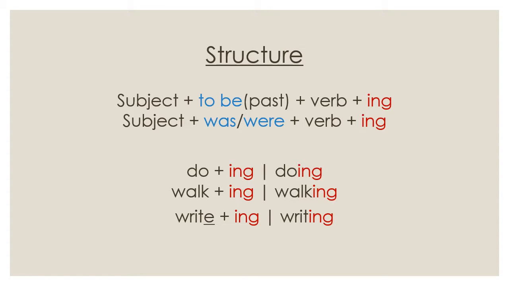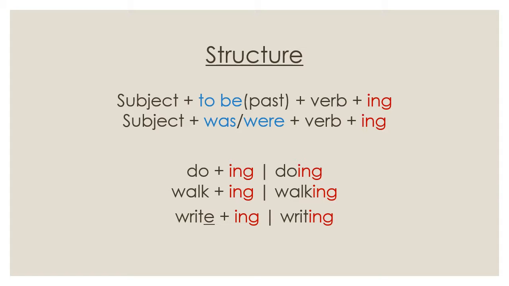So how do we make a sentence using past continuous tense? Its main structure consists of the subject plus the verb to be in its past tense, which is was or were, plus the main verb in its infinitive form, plus the ing suffix. And below we can see a few examples of how to add the ing suffix to the main verb. In most cases, we just add ing to the end of the verb. But there are exceptions, as in the third example, where if the verb ends with the letter E, the E is lost before adding the ing.